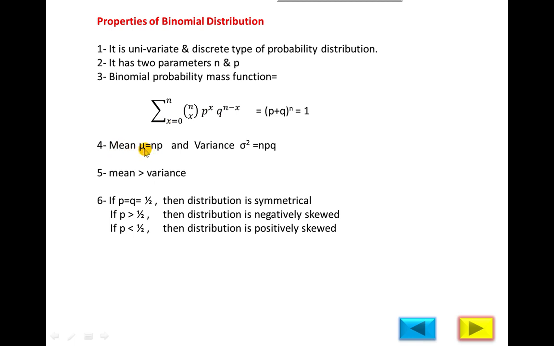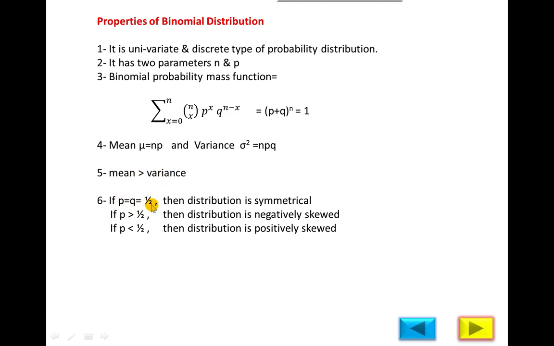Mean is equal to np, mu is equal to np. Without any frequency distribution table, if you multiply the number of trials with the probability of success, you will obtain the mean of the data. And variance sigma square will be equal to npq. Q will be equal to 1 minus P. And standard deviation sigma will be the square root of this term npq. Mean will be greater than variance. If you calculate the mean and variance, mean will be greater than variance.